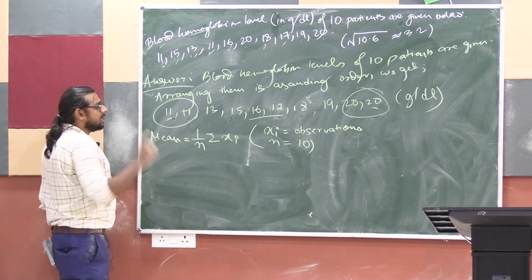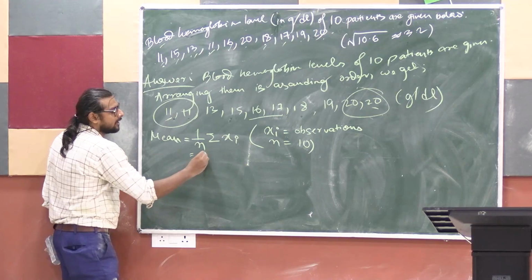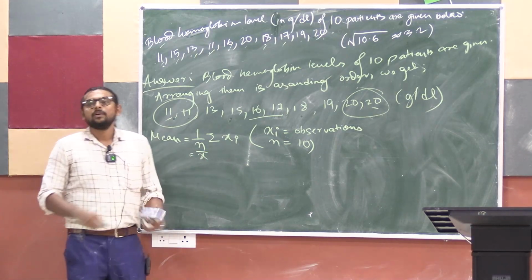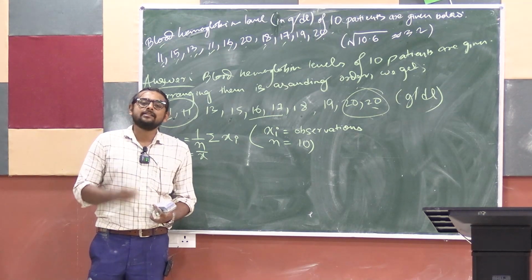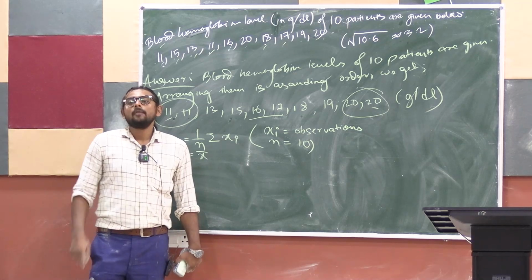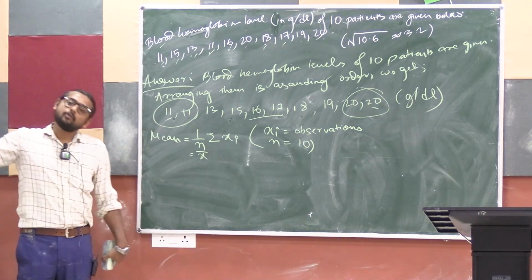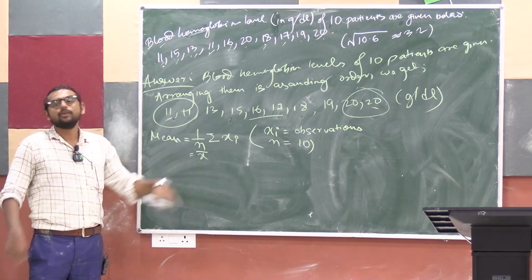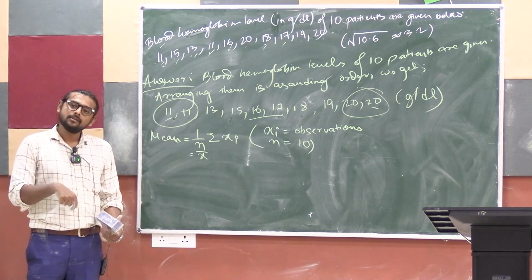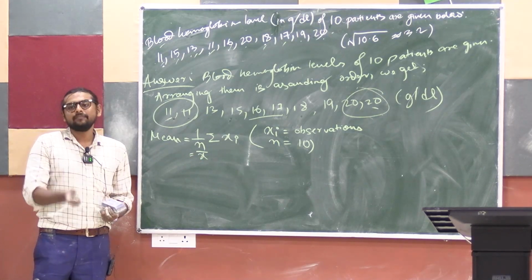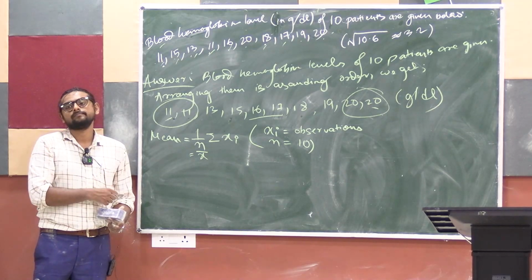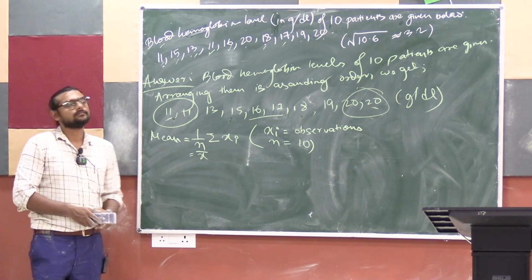But never forget to write that x bar term here. Why is writing x bar very important out here? Because in the formula of variance there is x bar. You have to define that once again. So if it is defined here only, you don't have to define it again. Time saving. Got it? And if you forget defining, minus half marks gone. Got it?